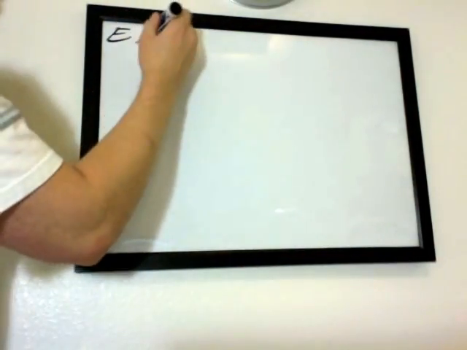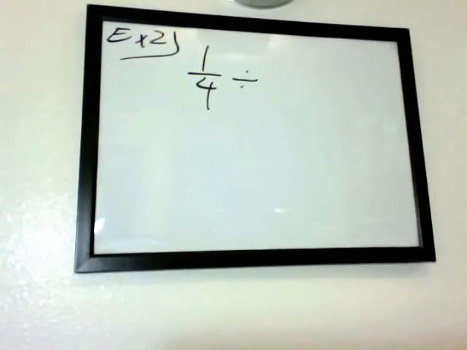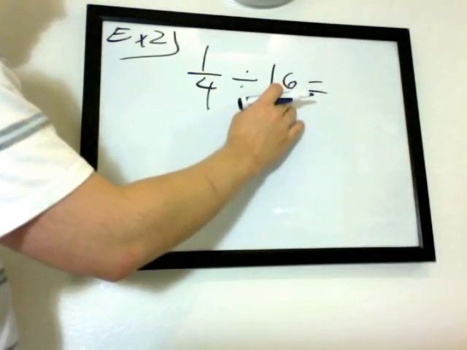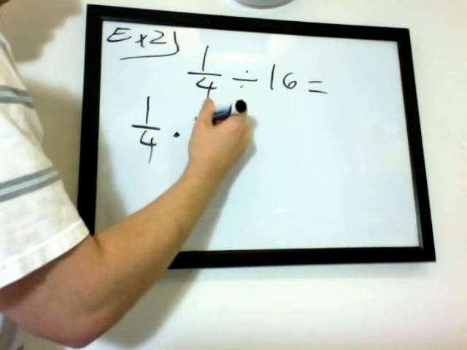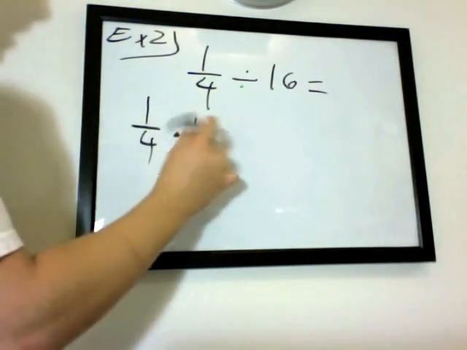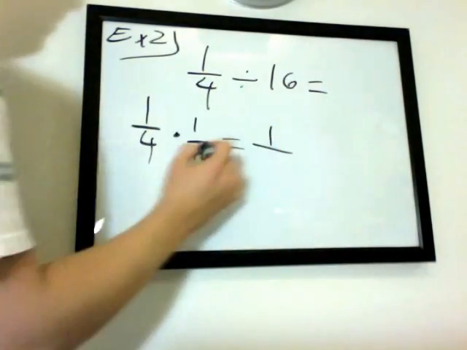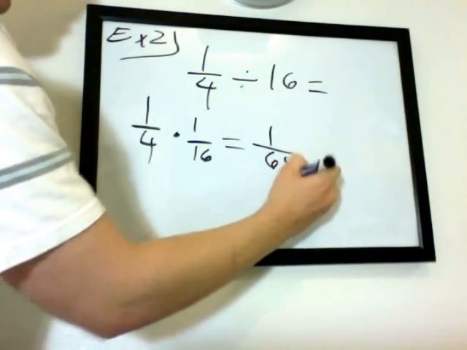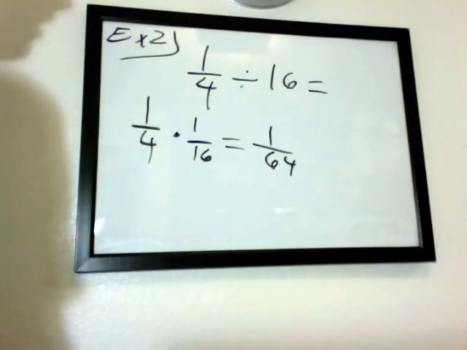Let's do another example. Example 2. Let's say we have 1/4 divided by 16. How would you do this? Well, you simply ask, what's the reciprocal of this? That's easy, it's 1 over 16. You flip it, multiply it by this, and you get this. So you multiply the top, 1 and 1, and the bottom, 16 times 4, 64. That can't be reduced because 1 is a prime.